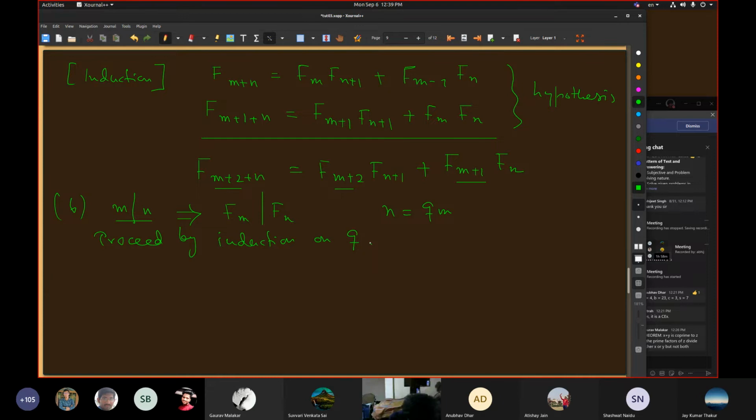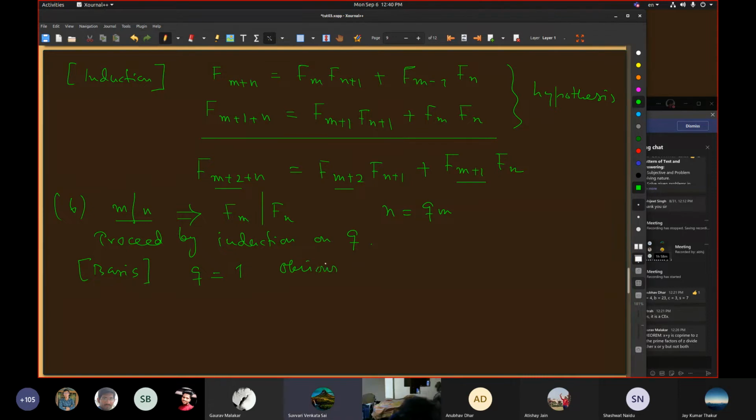What is the basis case? Of course, if M and N are positive, then Q cannot be 0. So the basis case is Q equal to 1. But if Q is equal to 1, this means M is equal to N, and therefore Fm is equal to Fm, and therefore Fm divides Fm. So this is obvious.